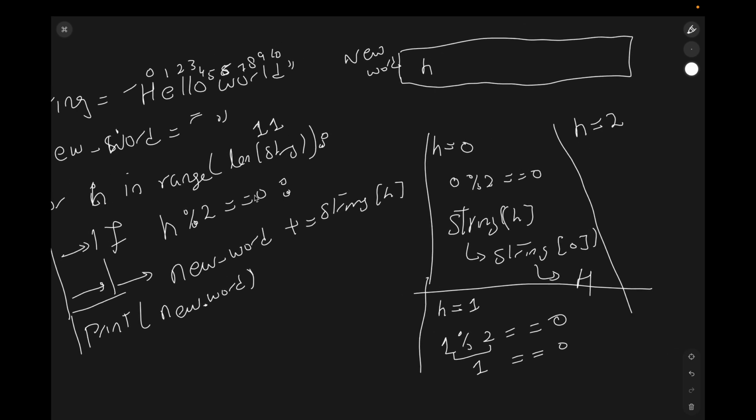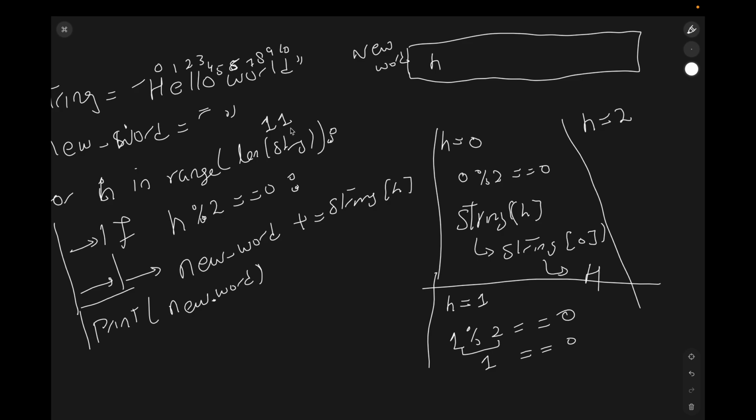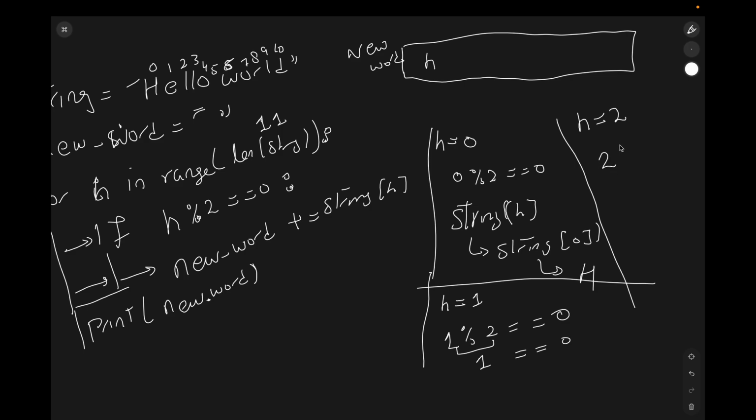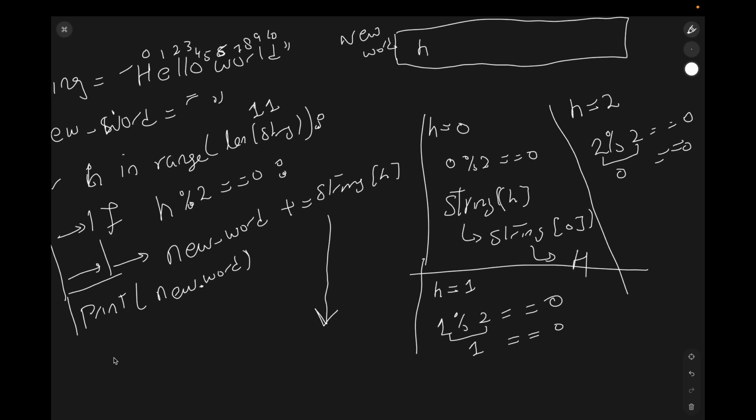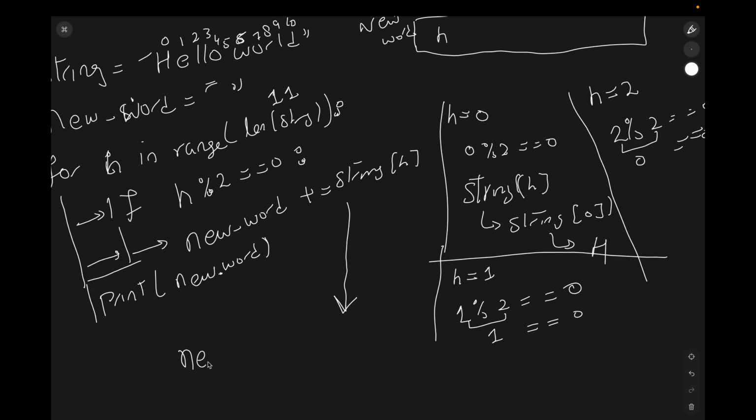So you'll be coming to this, checking the condition here: is h less than 11, yes. So what you'll say here, if h % 2 is equal to 0, that means you'll be checking 2 % 2 is equal to 0, yes. 2 % 2 is 0 because 2 ones are 2, remainder is 0, 0 is equal to 0, right? Condition is true. So now what you are saying, new word plus h, right? So can we say it is something like new word is equal to new word plus string of h, right?